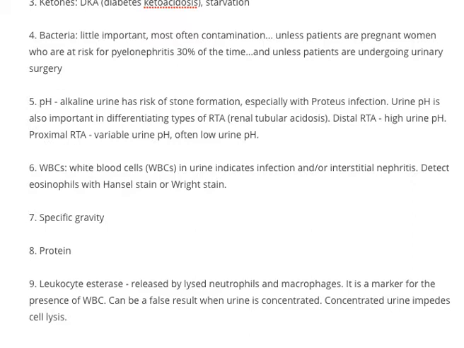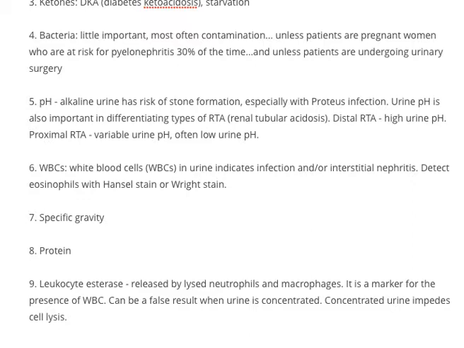Number 5 we look at is the urine pH. Alkaline urine is more at risk for forming stones, specifically when the patient is positive for urease infection. Urinary pH is also helpful in differentiating the types of renal tubular acidosis. For example, distal renal tubular acidosis usually has high urine pH, whereas proximal renal tubular acidosis has variable urinary pH, often with a lower urine pH.